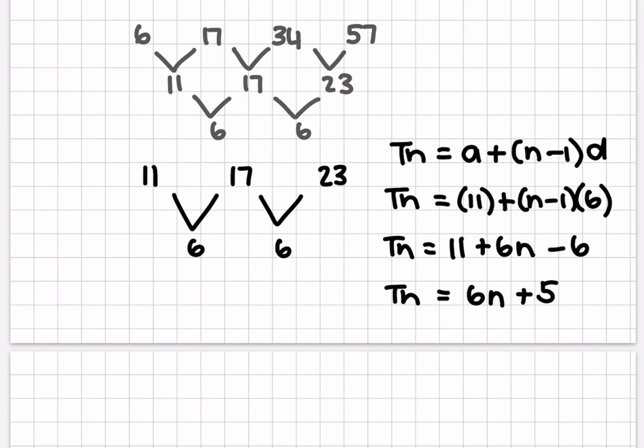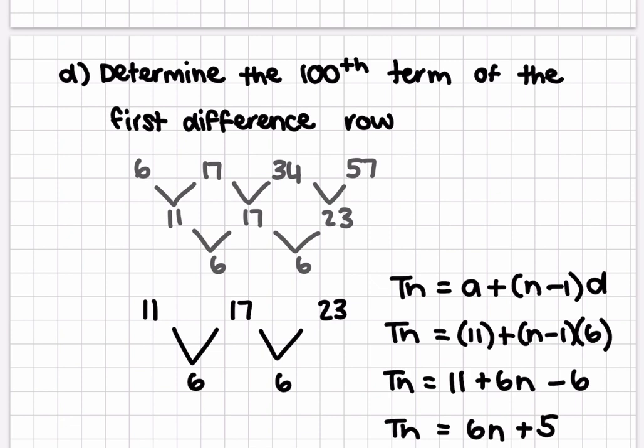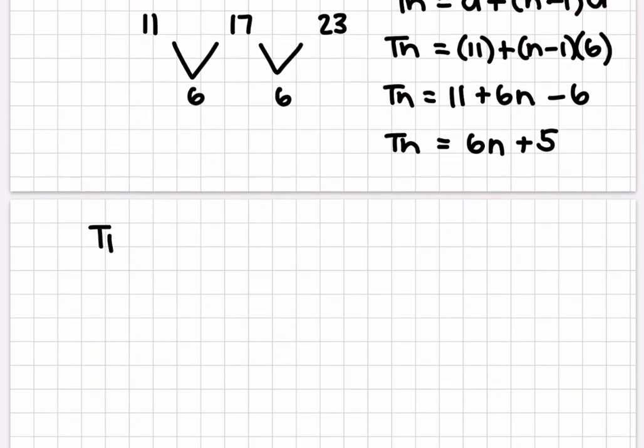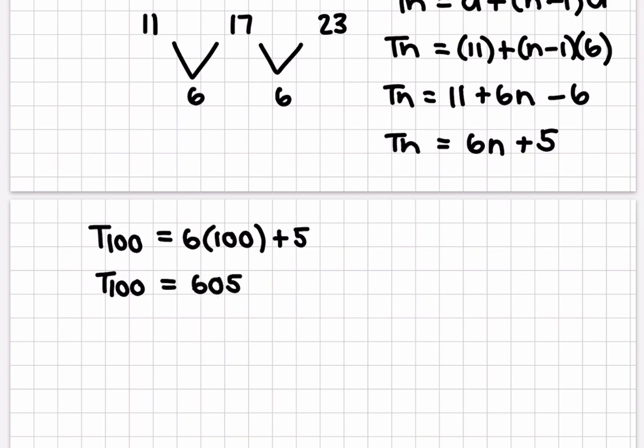Now we have the formula for the general term. Now we can sub 100 into n. They've given us a position. N is equal to 100. So let's sub that in. Term 100 is equal to 6 times 100 plus 5. Term 100 is equal to 605.